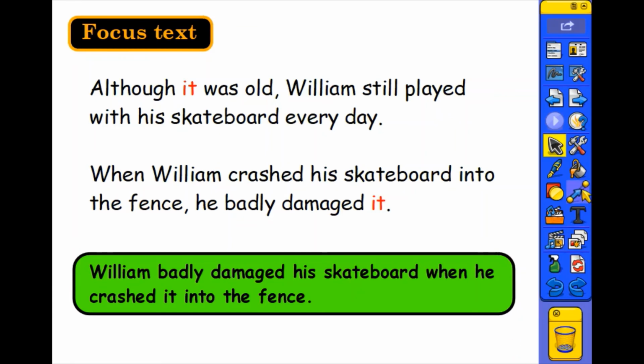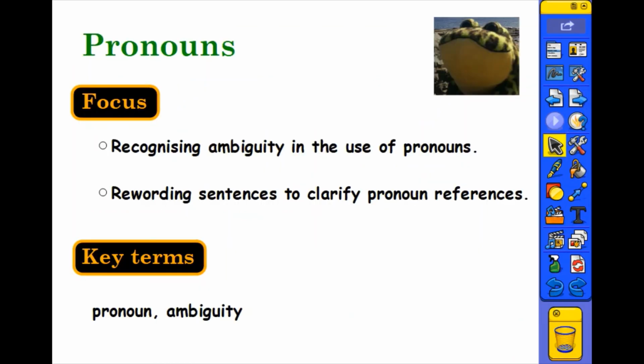Let's have a look now at, again, what the whole purpose of our lesson was. It's about recognizing that ambiguity in the use of pronouns. So it's looking at sentences and deciding, do we know exactly what the pronoun is referring to? And if it's wrong, if we have this ambiguity, how do we reword it? How would we rewrite the sentence to make it absolutely clear? And remember, pronouns are those words that are used in place of nouns and noun phrases. And the idea of ambiguity is where there's no certainty about something. It could be one or two things. It's not clear.